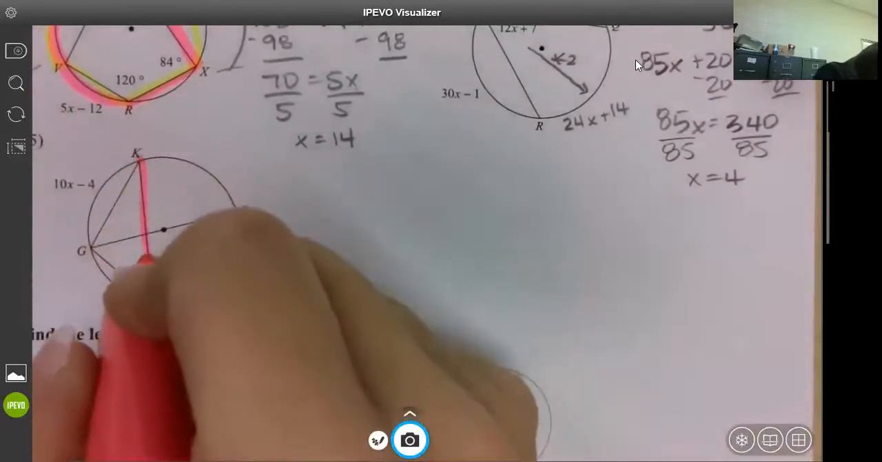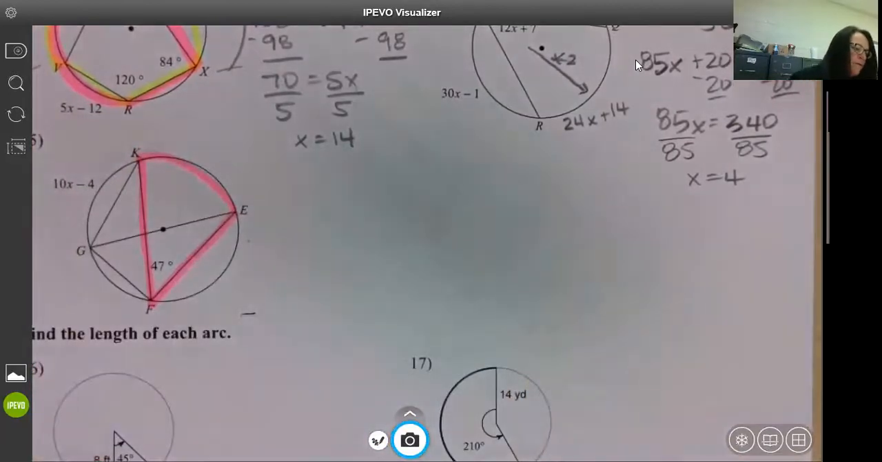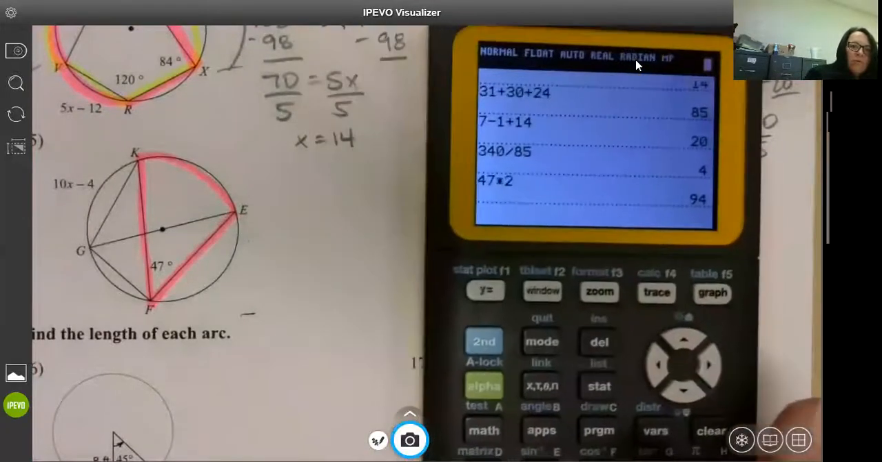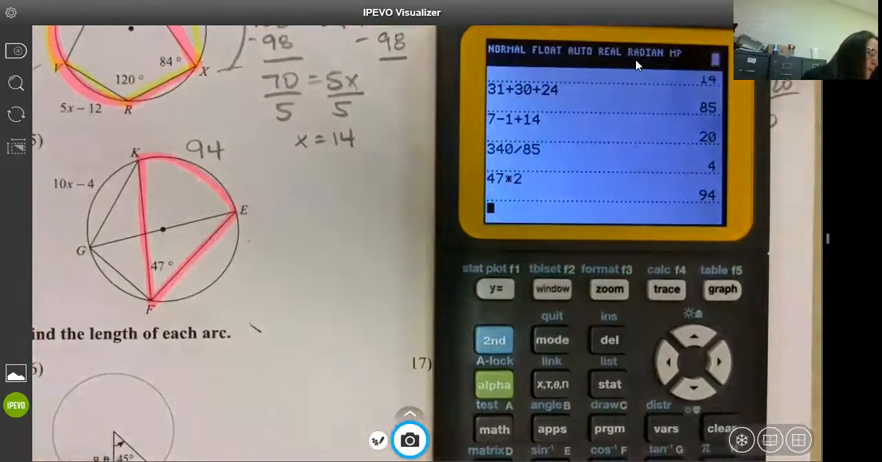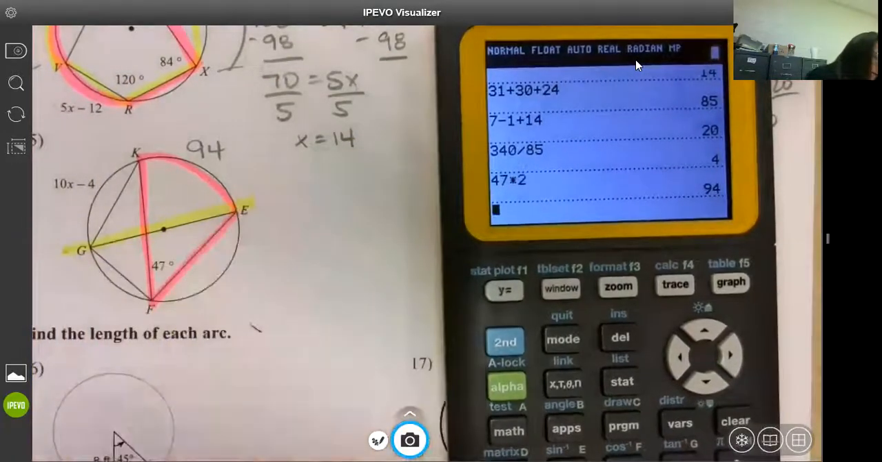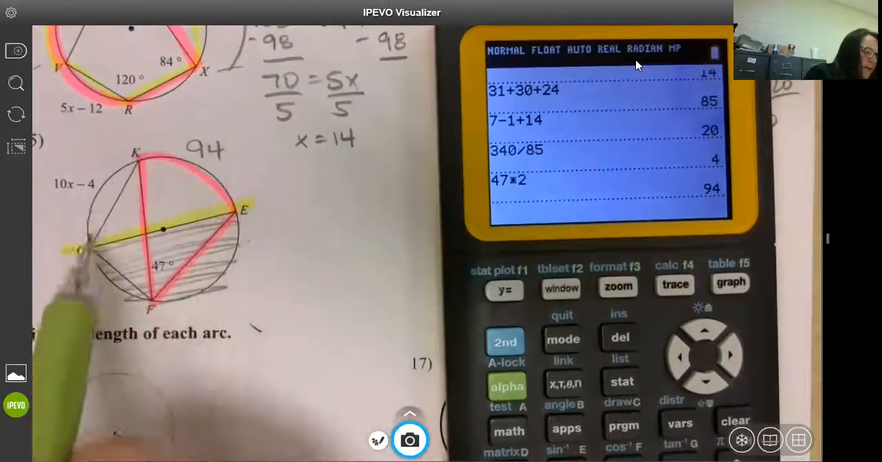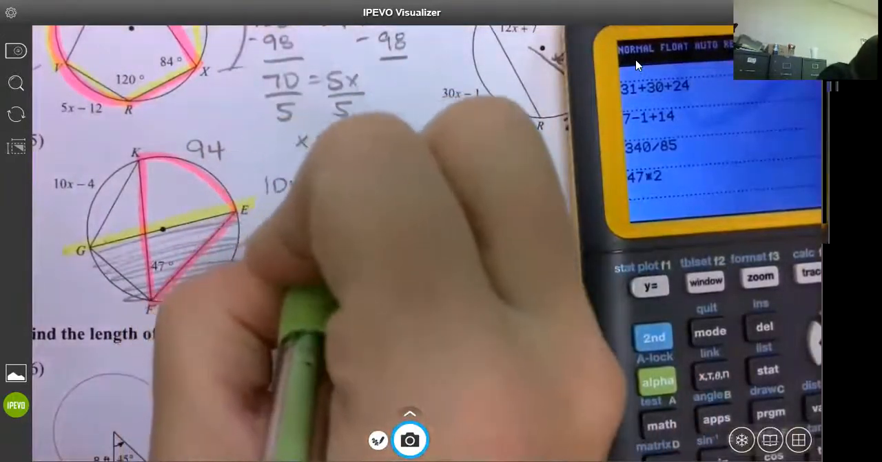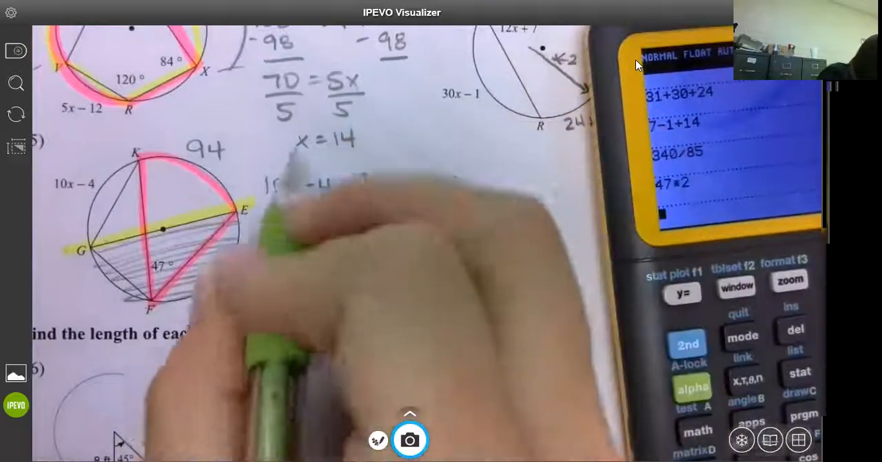They give us the angle 47, so that will give us this arc. So we do 47 times 2, which is 94. And then if you look, there's a diameter. So that means we don't need this half of the circle, and this half is going to equal 180. So 10x minus 4 plus 94 equals 180.